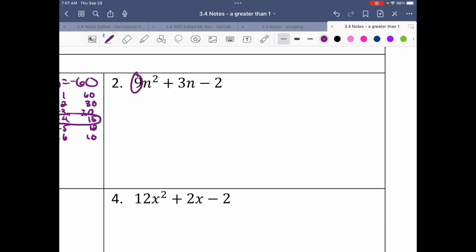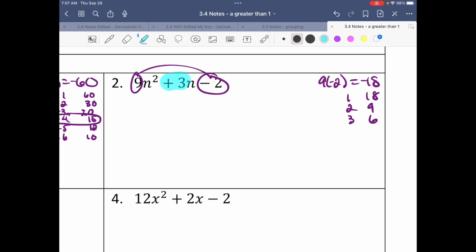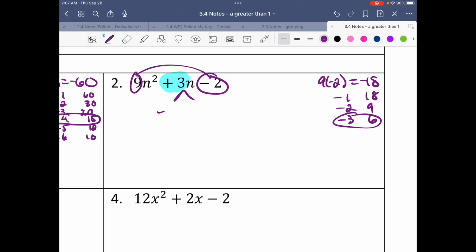So we're doing the same thing on this one. No GCF on this one. So multiply leading coefficient by the constant. 1 and 18, 2 and 9, and 3 and 6. The b term is positive 3, so my little factor is negative. Which pair adds together to be that positive 3? So that's the negative 3 and the 6.